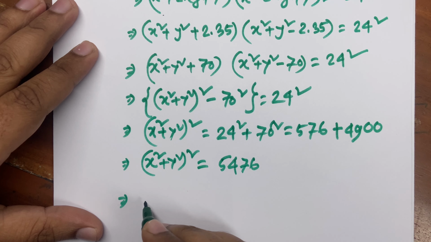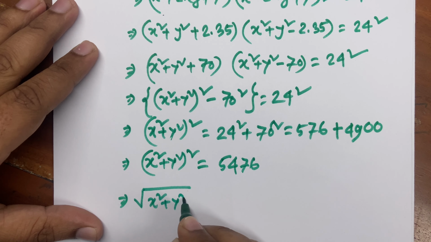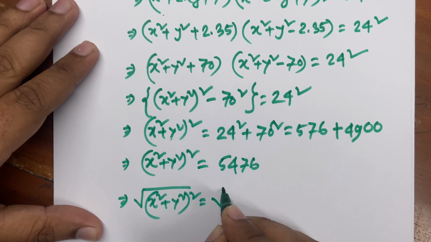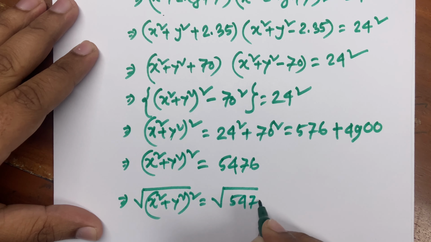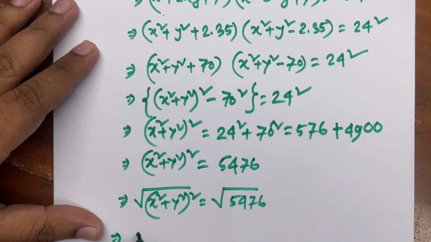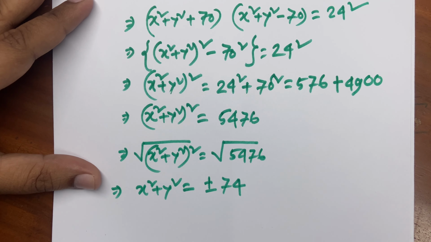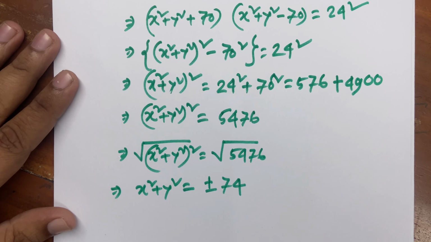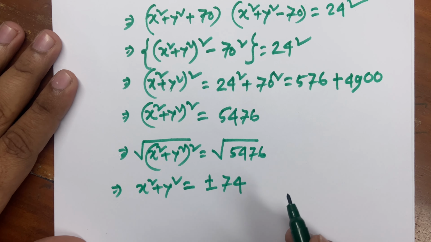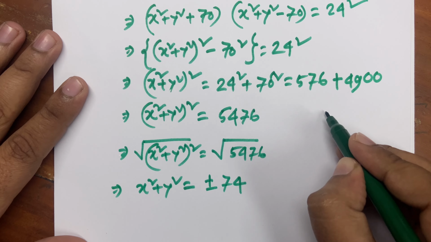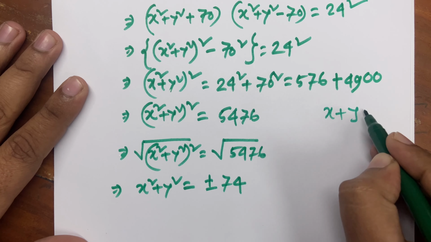Now I take the root on both sides. Now I can say x square plus y square equal to plus minus 74. Now our target is, x plus y is equal to what?